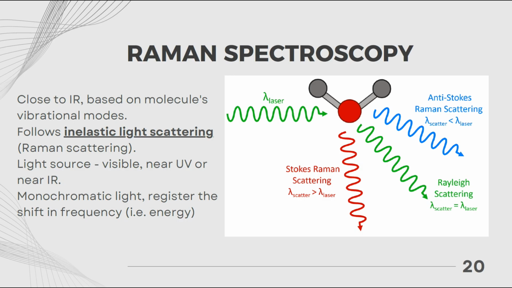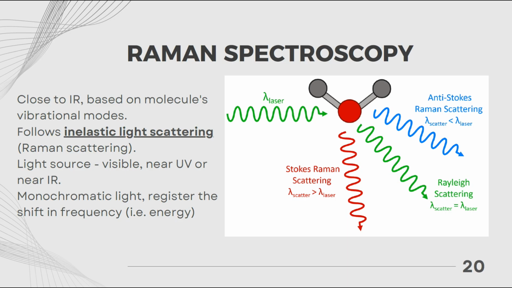When a photon transfers energy to the molecule, it means that it loses part of its energy. So logically, after some energy was given to the molecule, the photon loses its energy and the wavelength becomes bigger. So this is the red case, Stokes Raman scattering. The wavelength of scattered light is bigger than the wavelength of the laser. And part of the energy is here in the molecule.